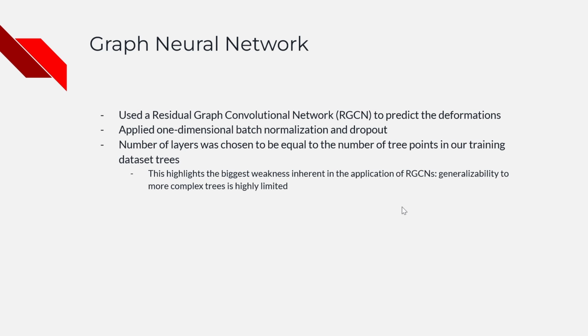We used a residual graph convolutional network with one-dimensional batch normalization and dropout after every layer. The number of network layers was chosen equal to the number of tree points in our training dataset. This allowed us to guarantee that the message passing between the most distant nodes was possible. However, this also meant that generalizability to more complex trees was limited, since we could no longer guarantee that message passing between each node was possible.